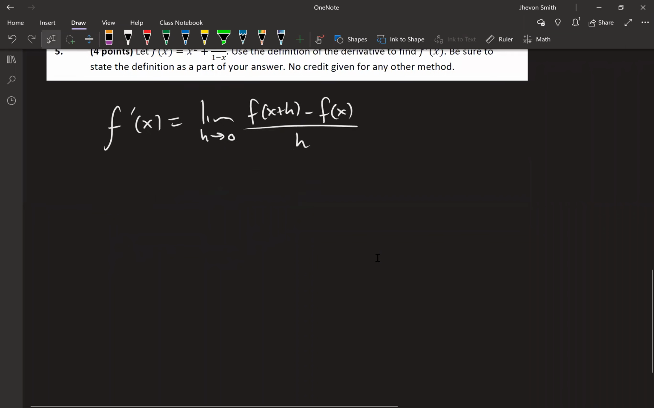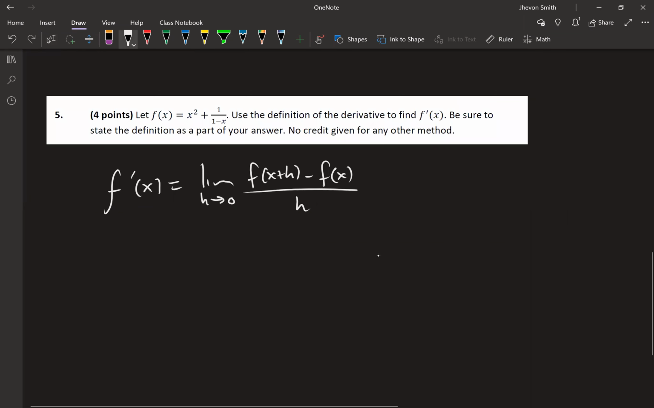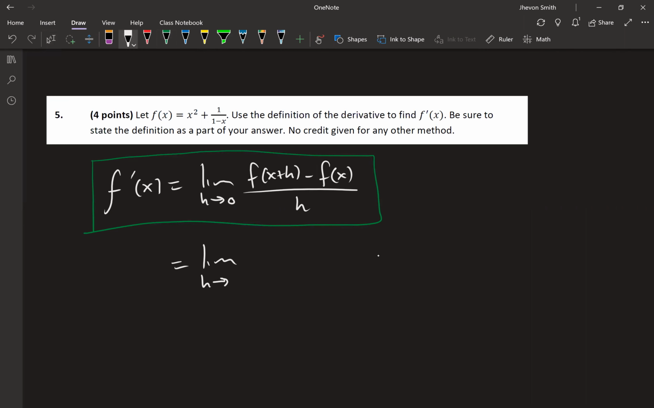And so now if your f of x is x squared plus that guy, it says also state the definition as part of your answer. So you would actually state this. That's a part of the answer here. But then you have to go and compute it. So replace all x's with x plus h, and subtract the function, which you put in parentheses.